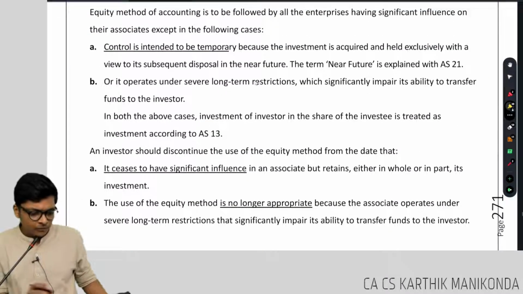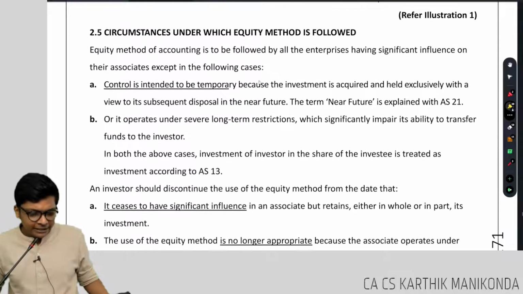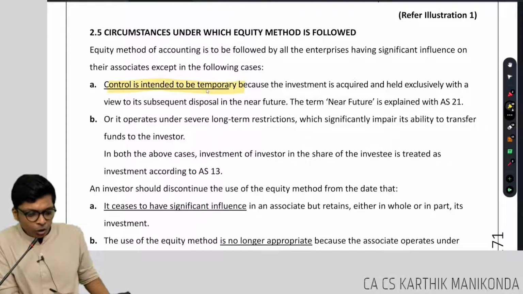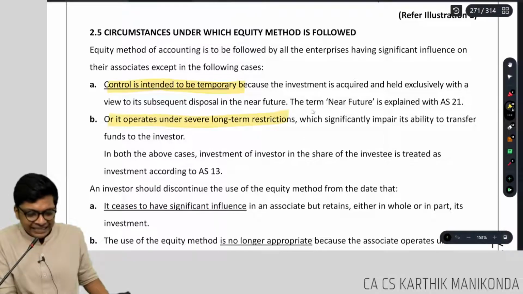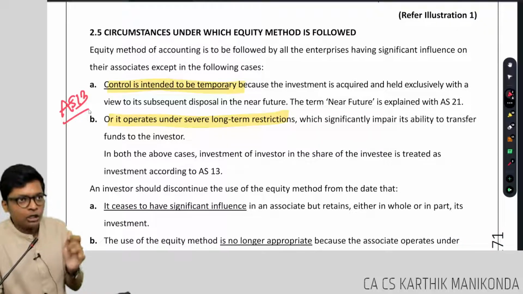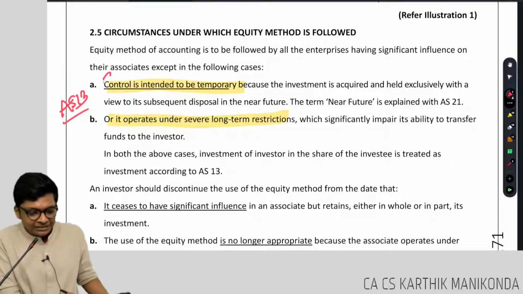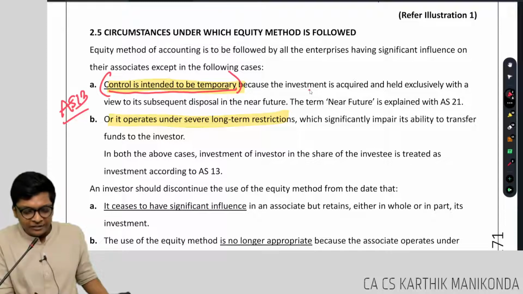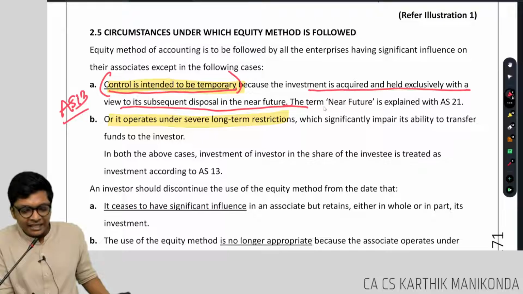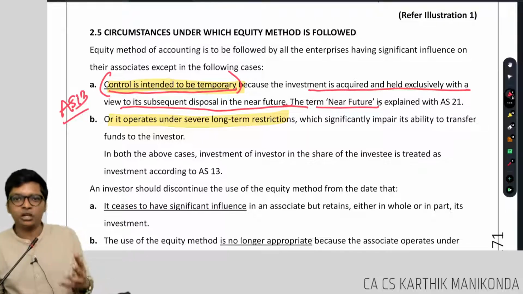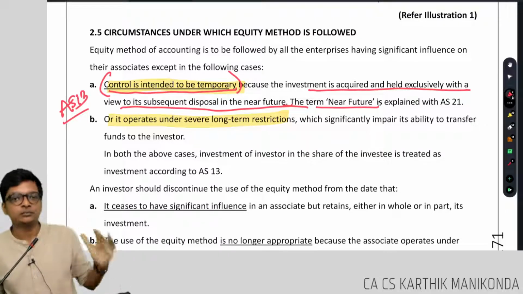So in these two cases, we follow which one, guys? AS 13. This only is the temporary. I told short term; the term they use in the book is control is intended to be temporary because investment is acquired and held exclusively with a view to dispose in the near future. Basically short term. Intention to sell.